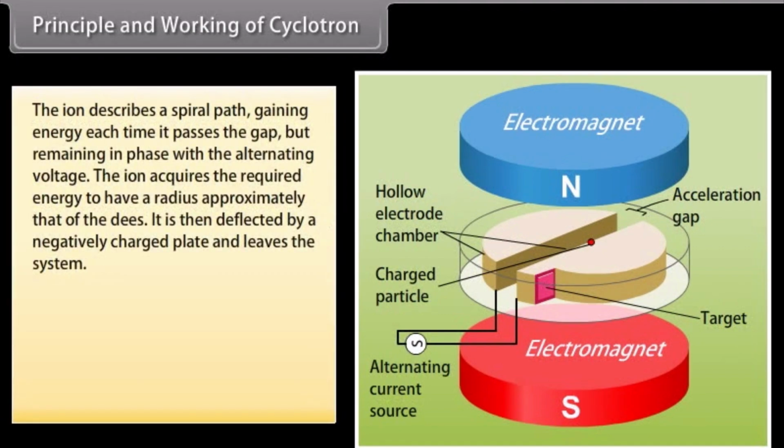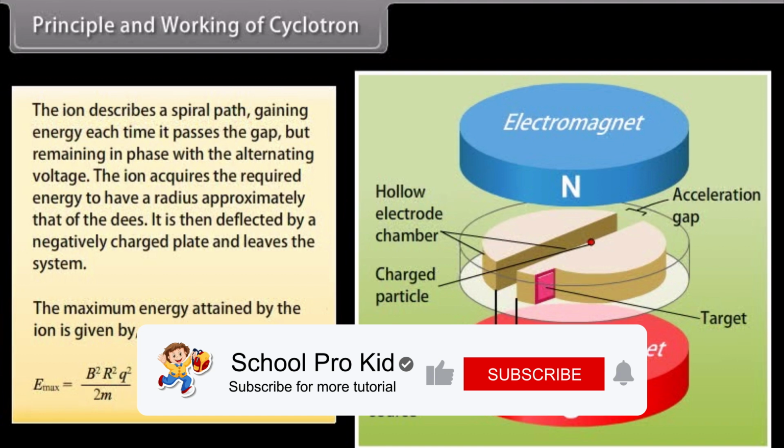The ion describes a spiral path, gaining energy each time it passes the gap, but remaining in phase with the alternating voltage. The ion acquires the required energy to have a radius approximately that of the Ds. It is then deflected by a negatively charged plate and leaves the system. The maximum energy attained by the ion is given by the product of B squared, R squared and q squared divided by 2m.